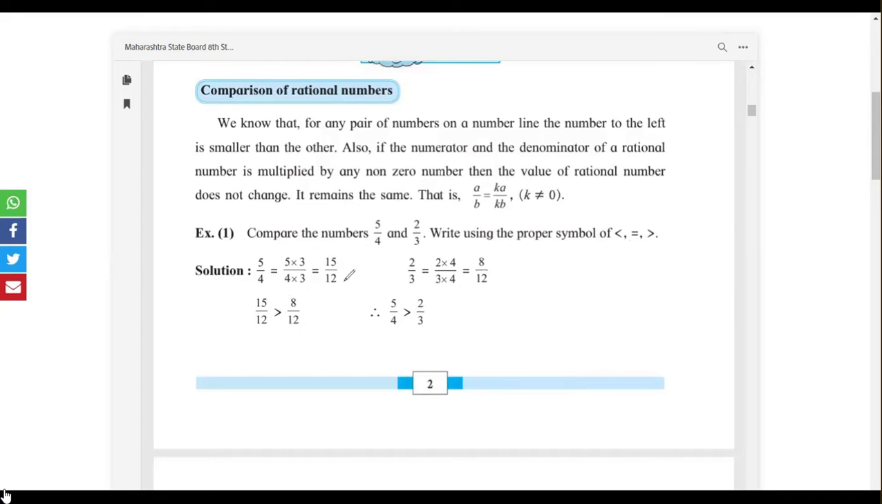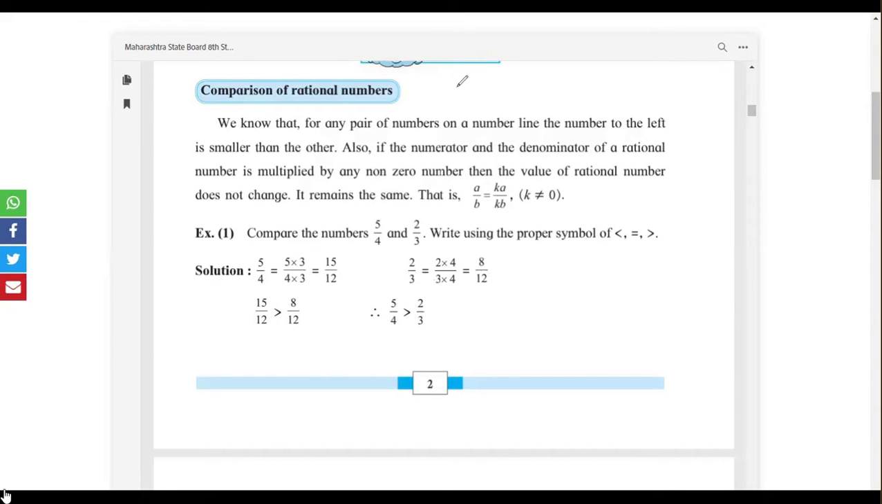We are going to multiply 5 by 3 and 4 by 3, and 2 by 4 and 3 by 4. So we get the answer 15 upon 12 and 8 upon 12. In that we see 15 upon 12 is greater, because there is no negative or positive side. So therefore 5 upon 4 is greater than 2 upon 3.